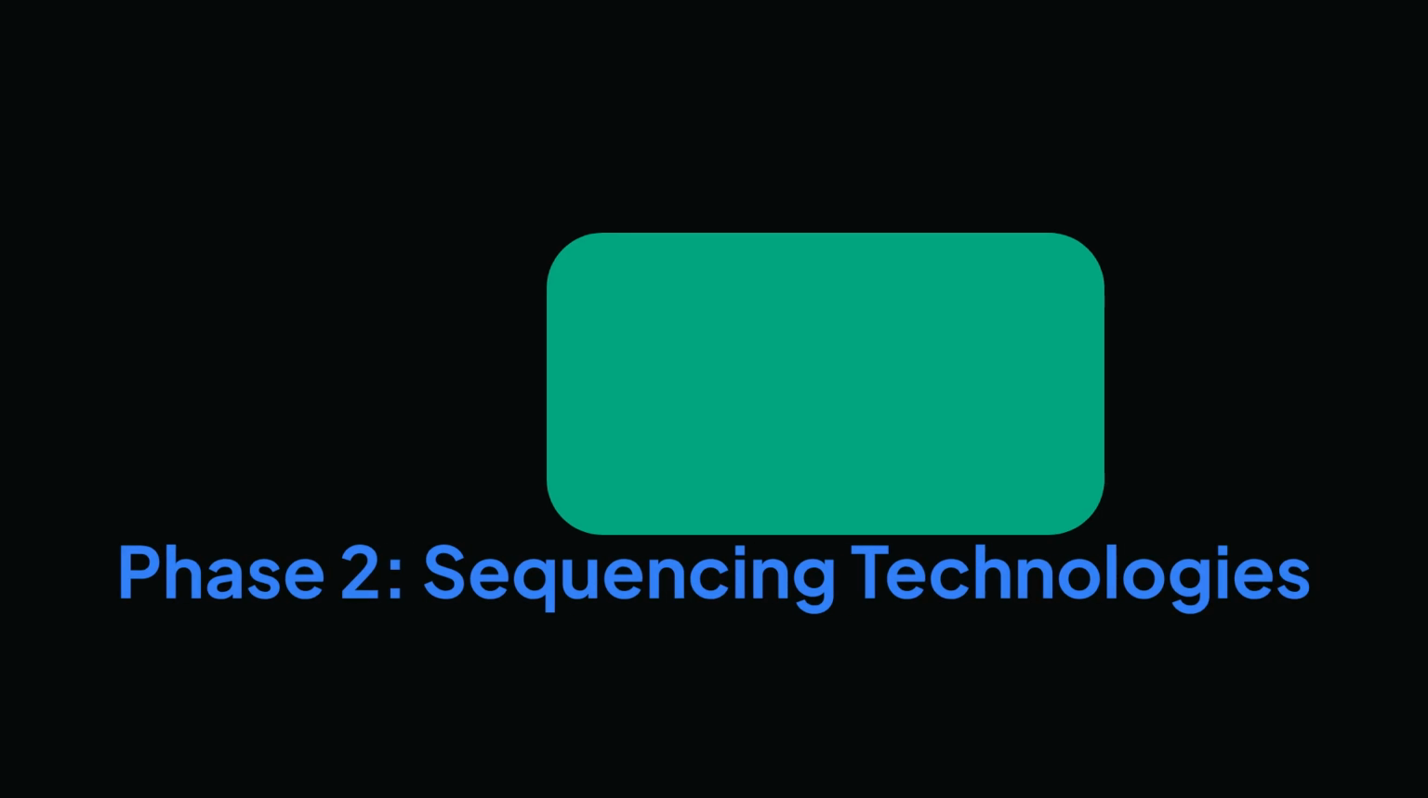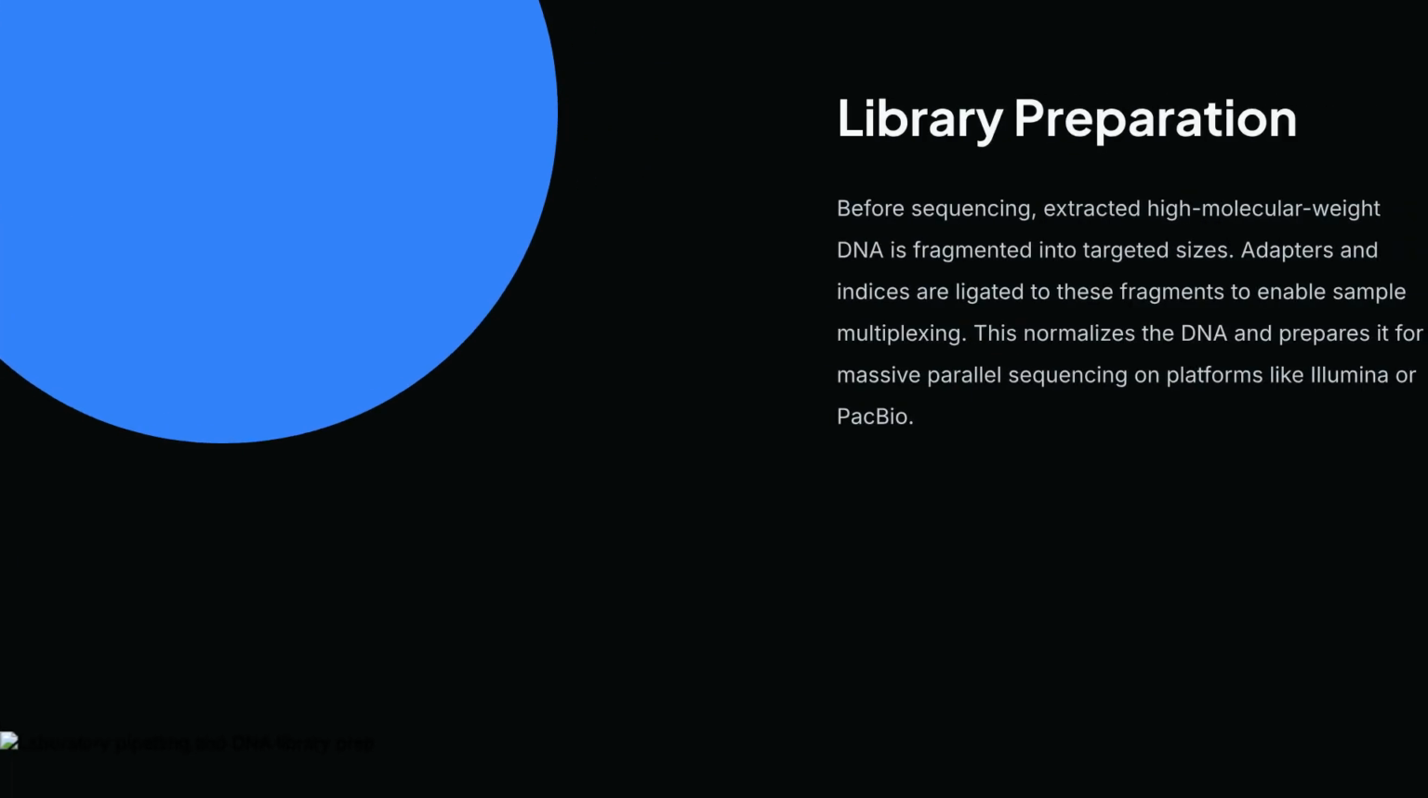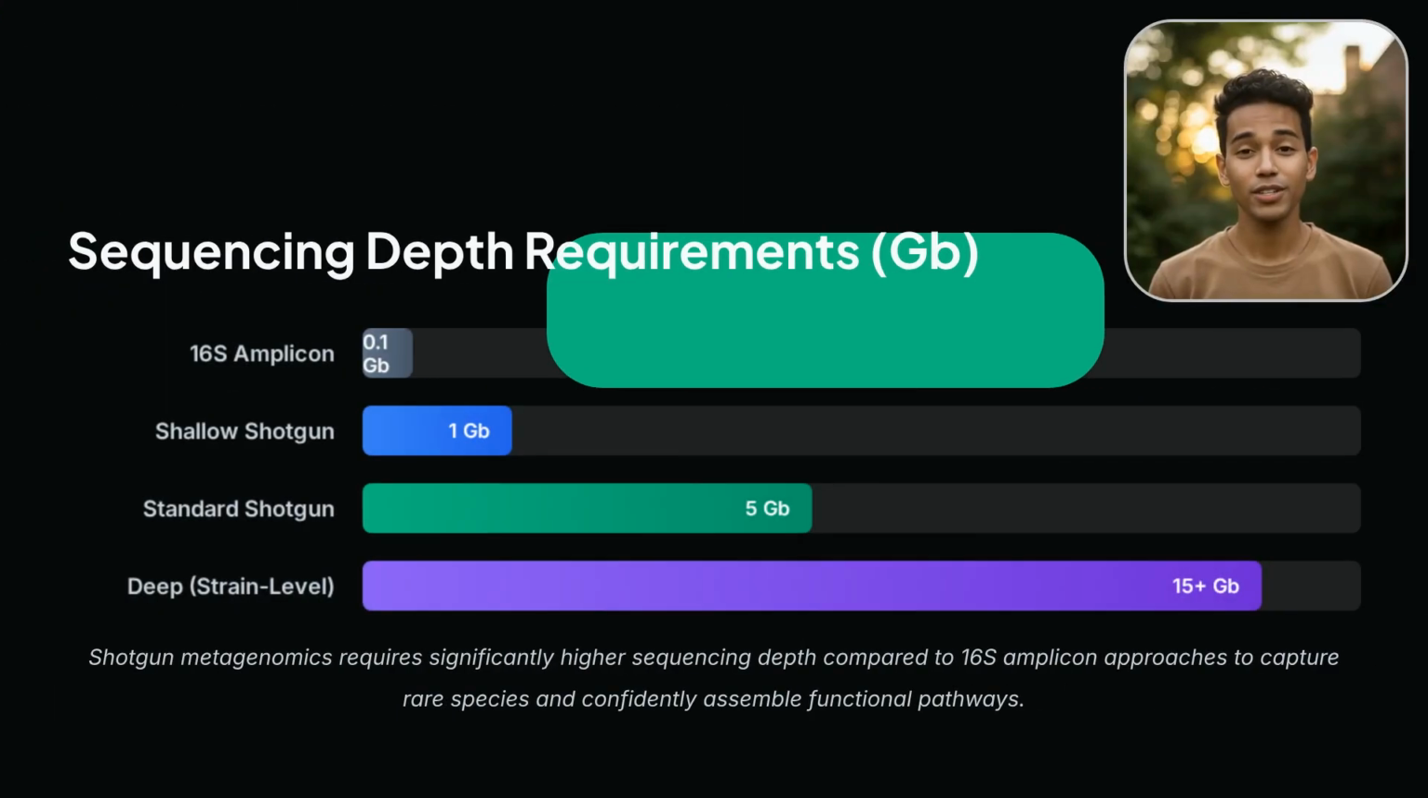Moving into Phase 2, sequencing technologies, where we prepare the extracted DNA for deep analysis. Library preparation involves fragmenting high molecular weight DNA and ligating adapters for sample multiplexing. This step normalizes the DNA, making it ready for massive parallel sequencing on platforms like Illumina or PacBio. Shotgun metagenomics demands much higher sequencing depth compared to 16S amplicon approaches. This is crucial for capturing rare species and confidently assembling complete functional pathways.